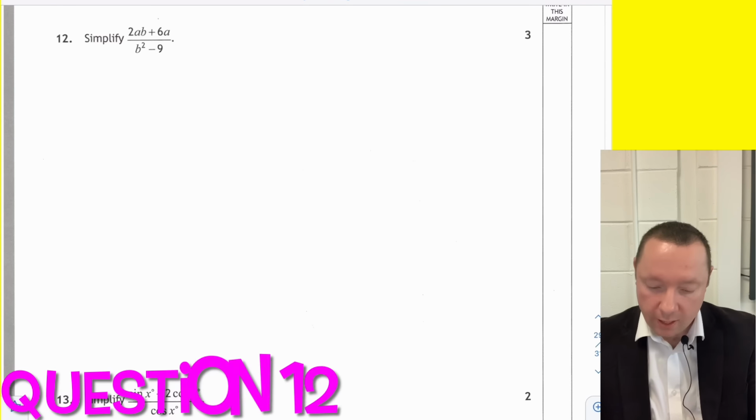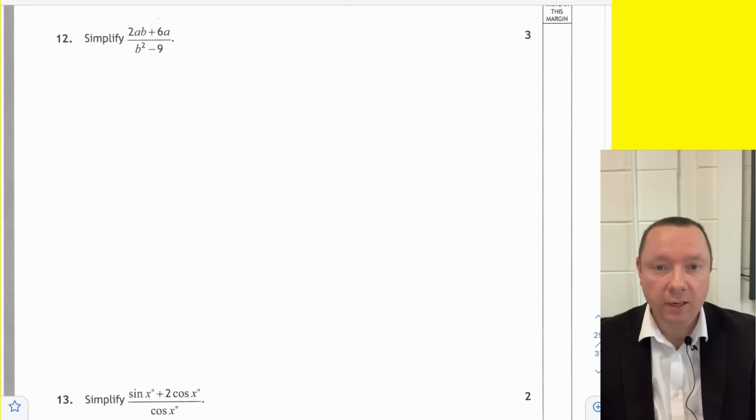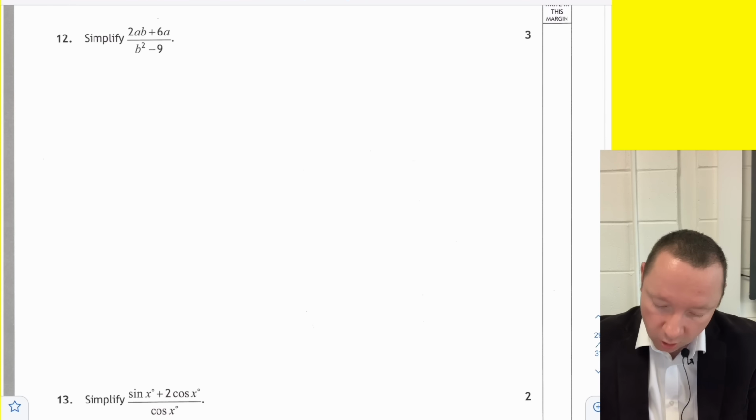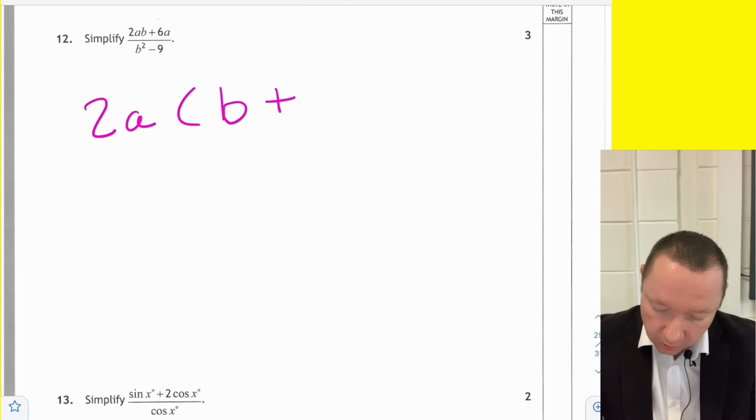Okay, question 12. Simplify this algebraic fraction. So remember, when we're simplifying, we need to factorise the top or bottom or both. So let's factorise the top. Common factor for top. So I've got 2a is the common factor times b plus 2 times 3 is 6. So 3. There's my top.